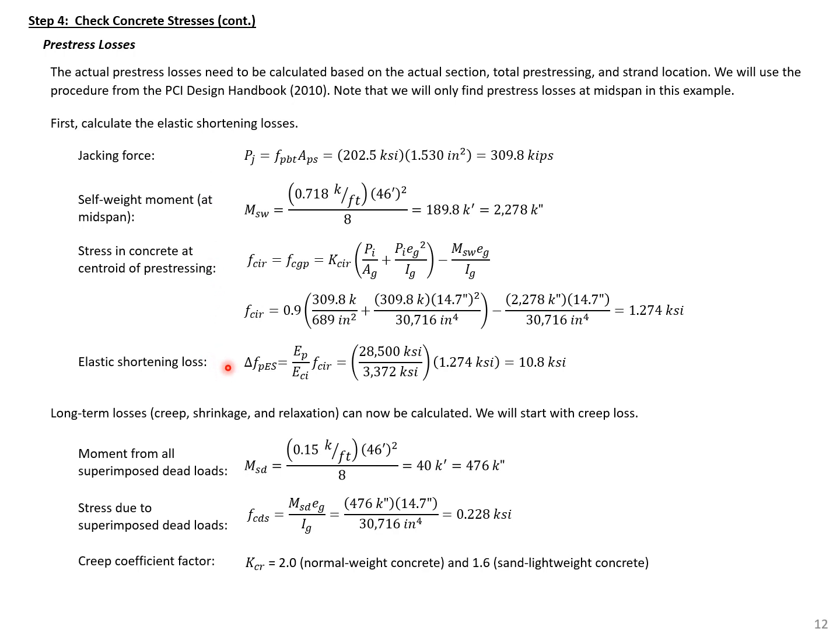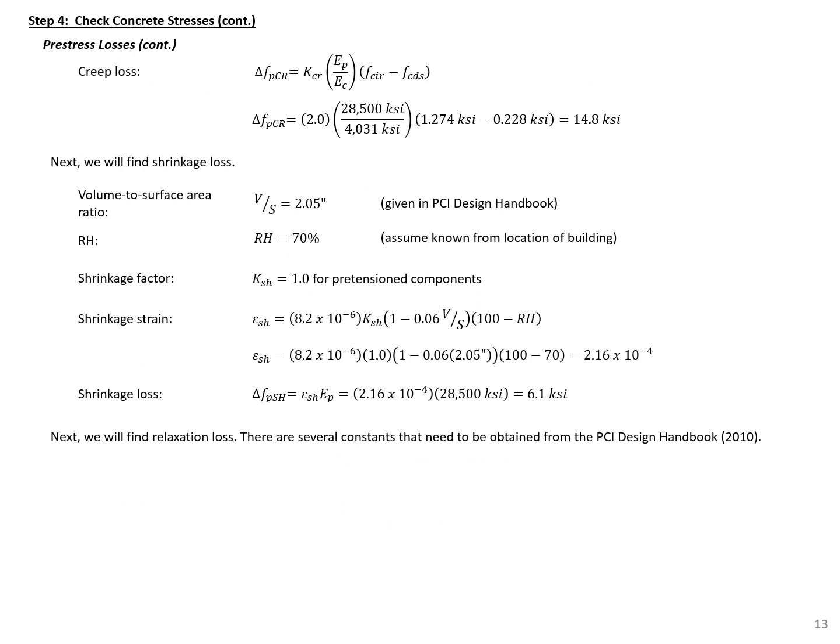So we can calculate our elastic shortening loss, which we find to be 10.8 ksi, and we'll go through and calculate our required values for our creep loss. We can plug these values into our creep loss equation to get a total creep loss here of 14.8 ksi. And then we can calculate our shrinkage loss using our volume to surface area ratio, which was given for our specific section in the PCI Design Handbook, and the relative humidity, which is also given here as 70%. Then we plug these values into our shrinkage strain and shrinkage loss equation to get a total shrinkage loss of 6.1 ksi.